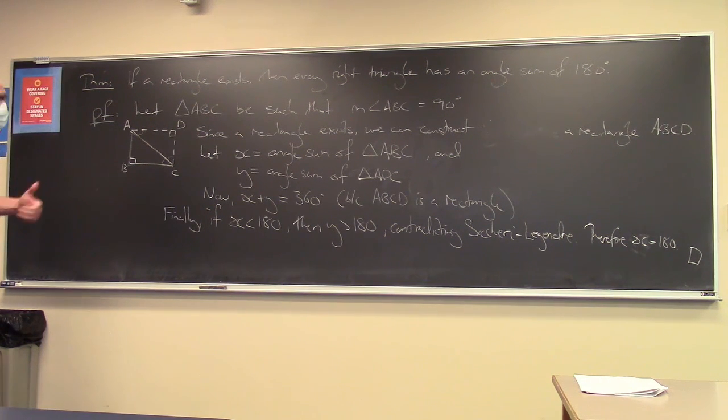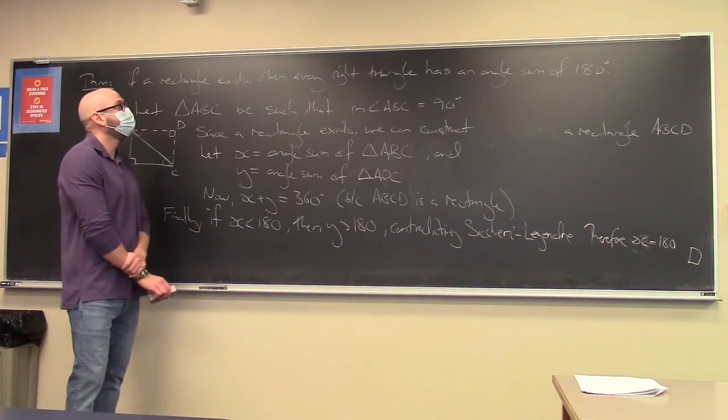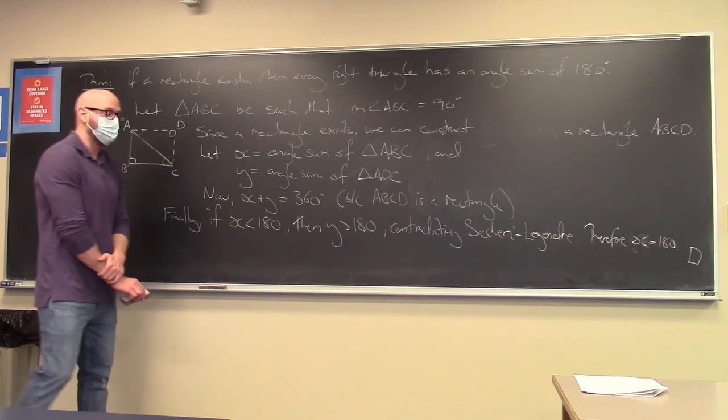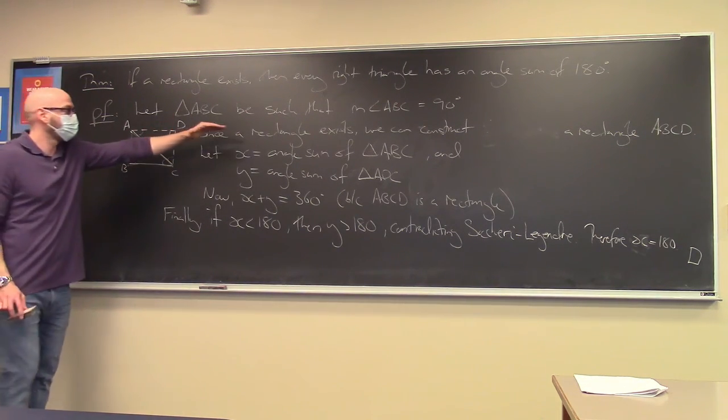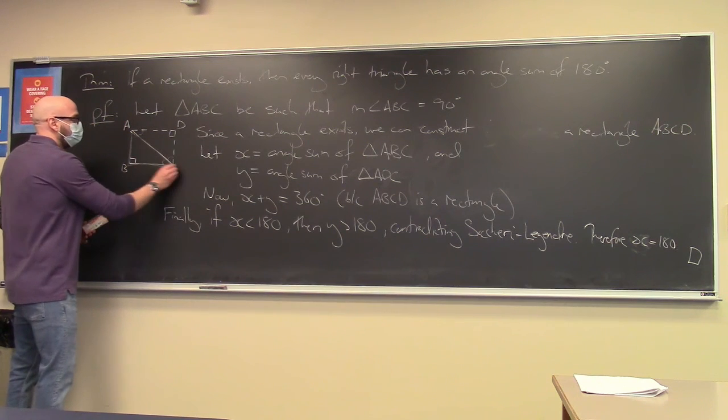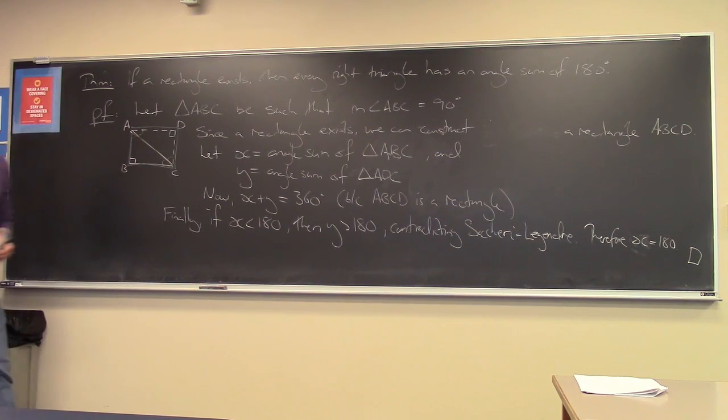Again, the catch is if a rectangle exists, right? If a rectangle doesn't necessarily exist, then we can't prove this. And the proof fundamentally relied on the fact that rectangles exist, because then we were able to build this rectangle here. Any questions?